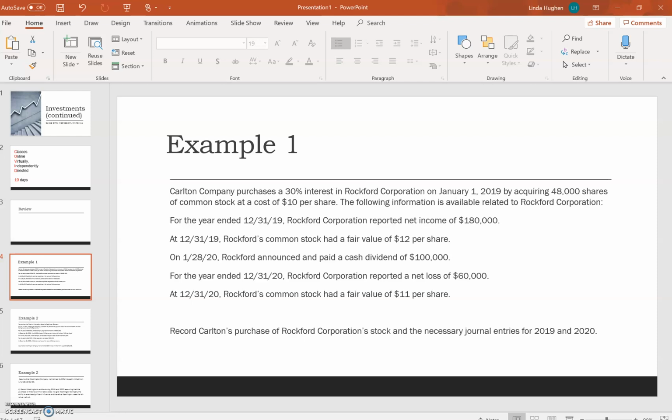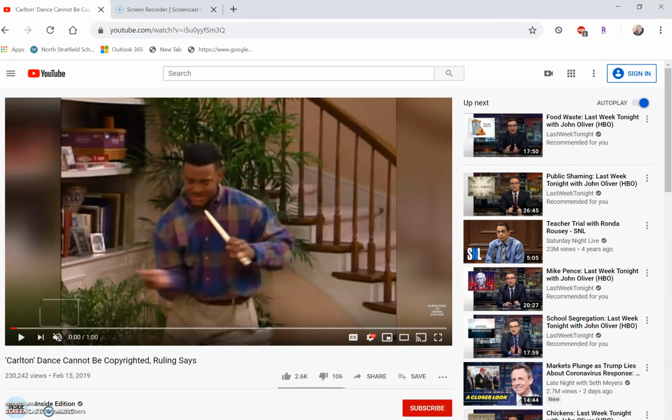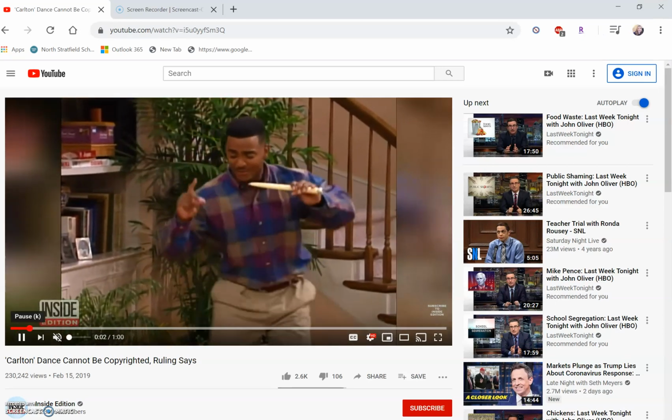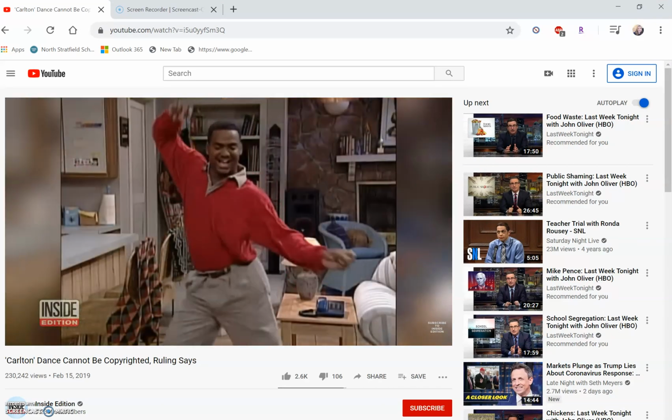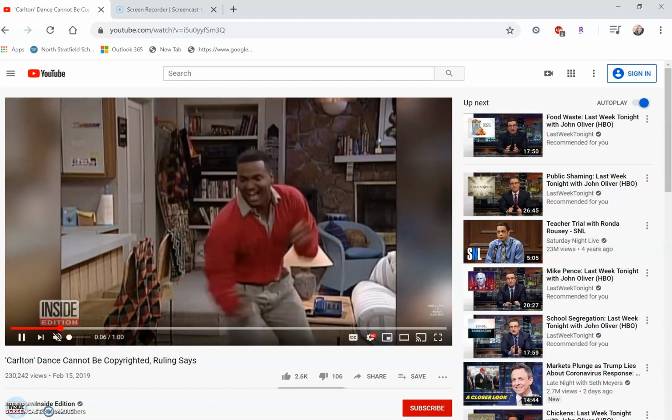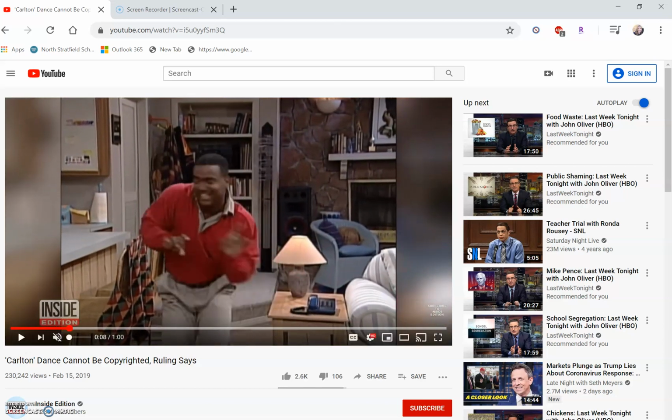2019 and 2020. Okay, so the first thing to keep in mind is we have two companies here. We have Carlton, the investor, and Rockford, the investee. We need to always keep in mind whose books we're doing the accounting for. In this case, we are Carlton. And if you have a hard time remembering that, here's a little video clip that I want you to keep in mind and hear me in your mind saying we are Carlton. Okay, let's keep going with our example.